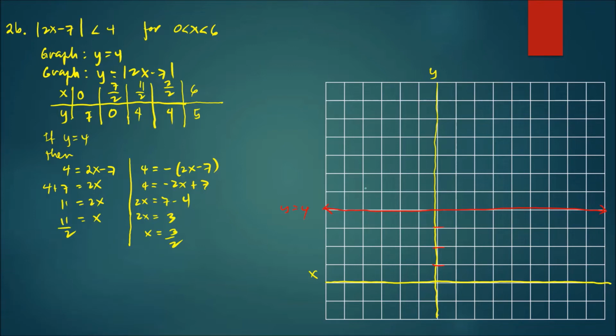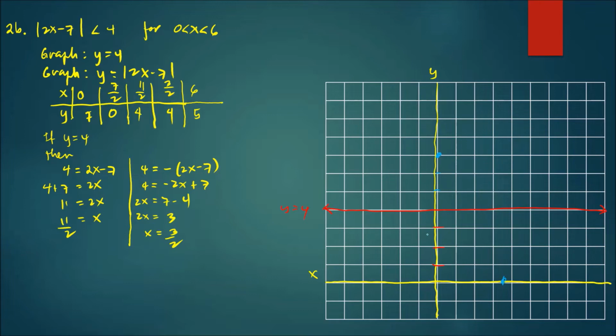So let us graph. So we have 0. We have 7. 1, 2, 3, 4, 5, 6, 7. Then we have 0, 7 over 2. 7 over 2 is somewhere 3 and 1/2, right? We have 1, 2, 3, and 1/2. So that is this point.